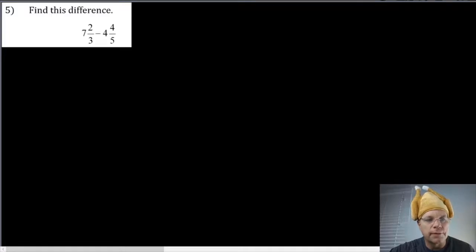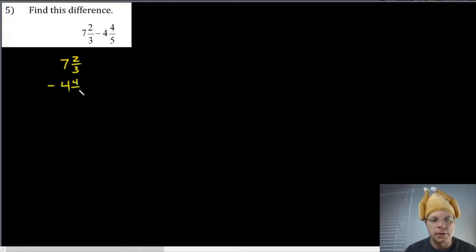This is page 2 of the review for your upcoming test on fraction operations and probability. In problem number 5, we're subtracting two mixed numbers. I have 7 2/3 minus 4 4/5. First, we need a common denominator for these fractions, and the common denominator would be 15.